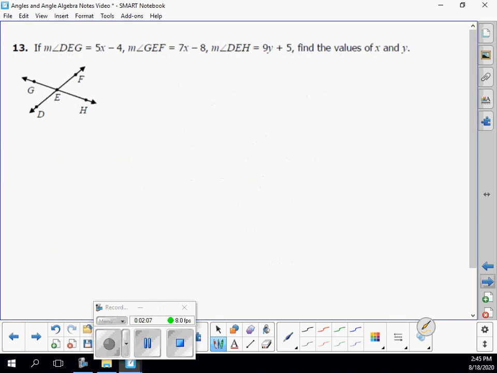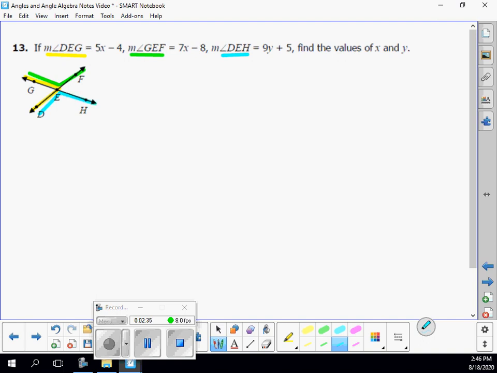All right, let's look at number 13, which is actually on page 11. So just turn it one page. It tells me what DEG is. So DEG, D to E to G. And then it tells me what GEF is. So G to E to F. And it actually has one more, DEH. So D to E to H.